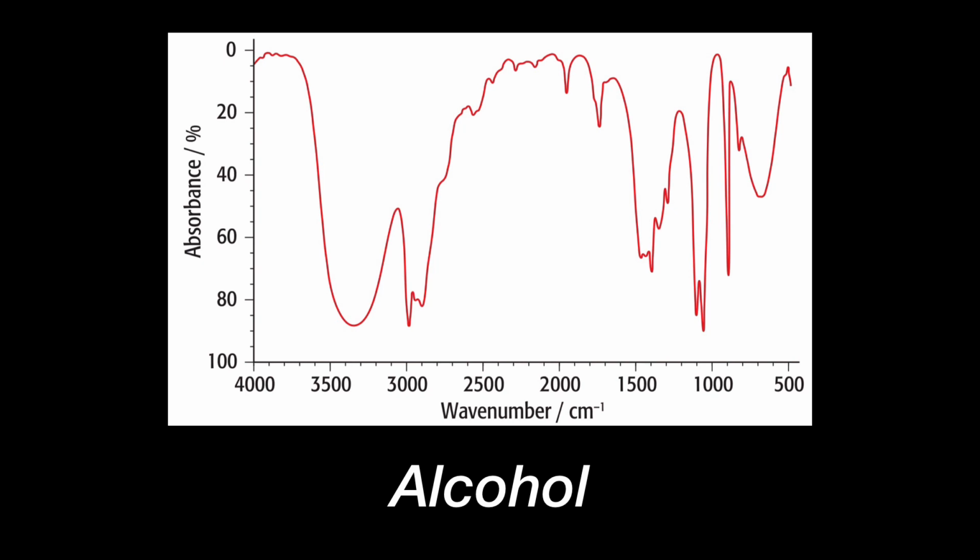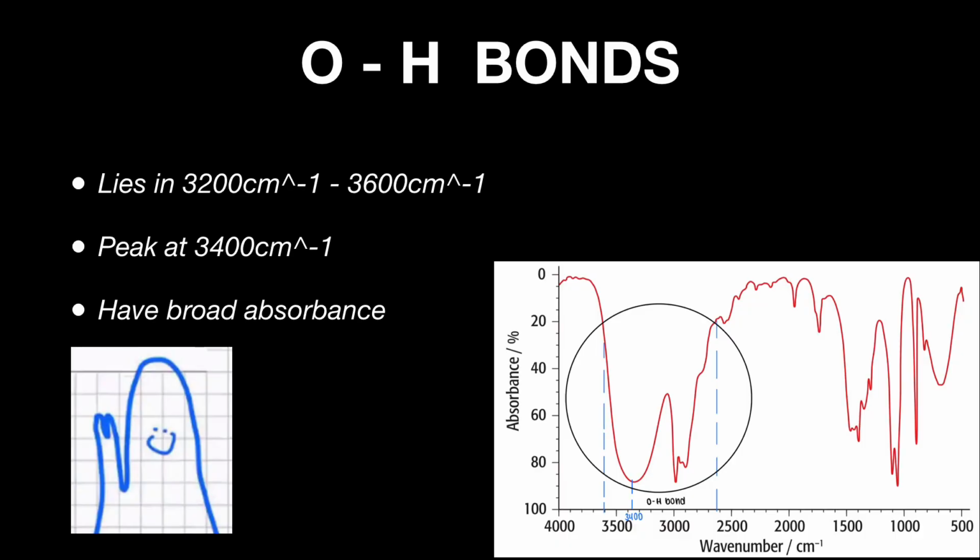This is the infrared spectroscopy graph for alcohol. It looks like a ghost with a peace sign. The diagram below shows an OH bond. Its wave number lies between 3200 per centimeter and 3600 per centimeter. It peaks at 3400 per centimeter and it has a very broad absorbance.